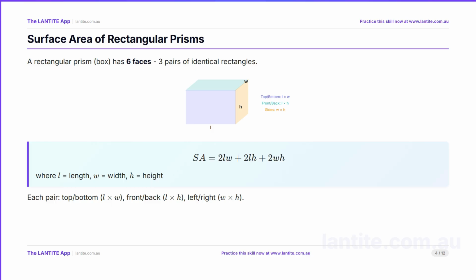A rectangular prism or box has 6 faces arranged in 3 pairs of identical rectangles. The top and bottom are length times width. The front and back are length times height. And the left and right sides are width times height. The formula is SA equals 2LW plus 2LH plus 2WH. Each term covers one pair of opposite faces.